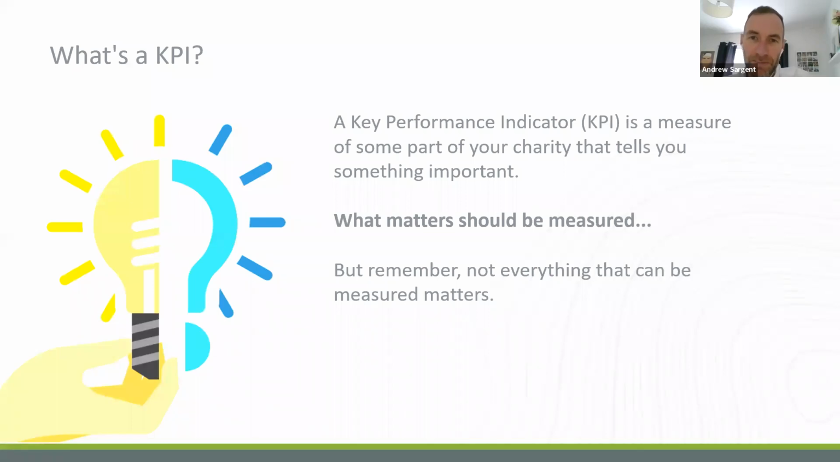So what is a KPI? We keep saying this acronym. KPI stands for key performance indicator. So it's a measure of something that's important to what you're doing. It's some part of your charity that tells you something key. And that word key, the first bit, the K, that's the really standout bit. And this isn't going to be a webinar that says these are the 10 things that you must measure.